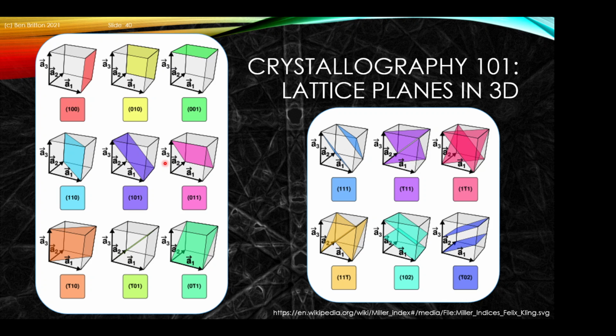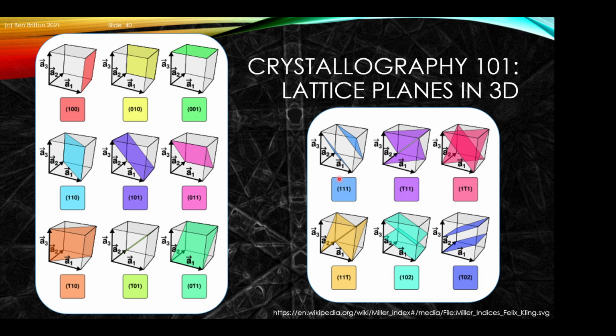You can work this out for three dimensions. It follows exactly the same process, but we can see the families of planes that are present. So this is the 100 type. We can see this is the 110 type that's present. So there are 3 100 types. There are 6 110 types, and there are 12 111 types, I think, in this case.